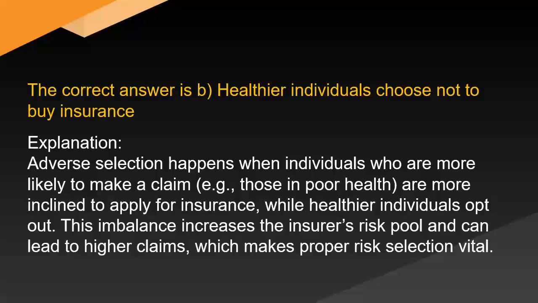The correct answer is B. Healthier individuals choose not to buy insurance. Explanation. Adverse selection happens when individuals who are more likely to make a claim, e.g., those in poor health, are more inclined to apply for insurance, while healthier individuals opt out. This imbalance increases the insurer's risk pool and can lead to higher claims, which makes proper risk selection vital.